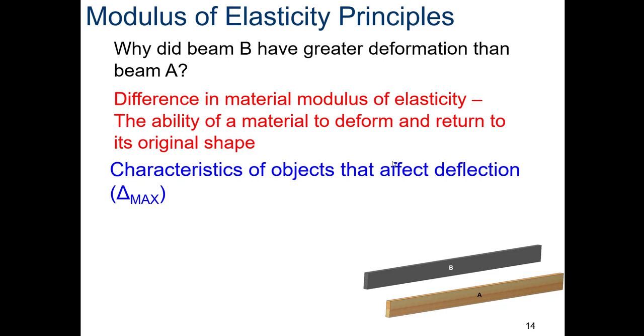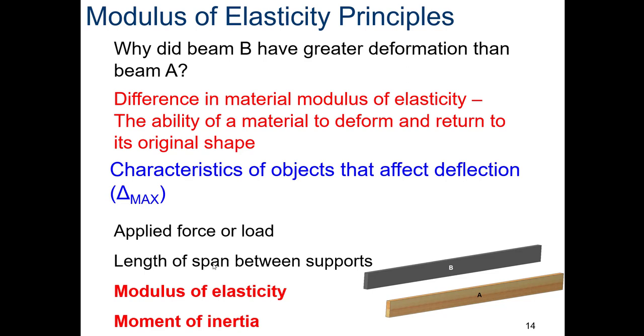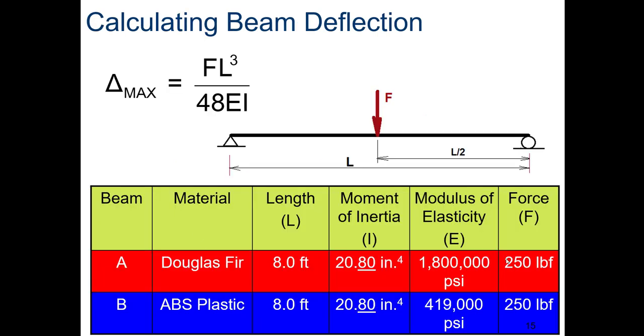Characteristics of objects that affect deflection. This triangle in science and math, delta, just stands for change. So maximum change: how much will this change when I put force on it? Notice that they are graphing it for you. We have a support here, something holding it up. Here's our beam, and here's something holding it up. And then we're pushing down on it with 250 pounds of force, right?